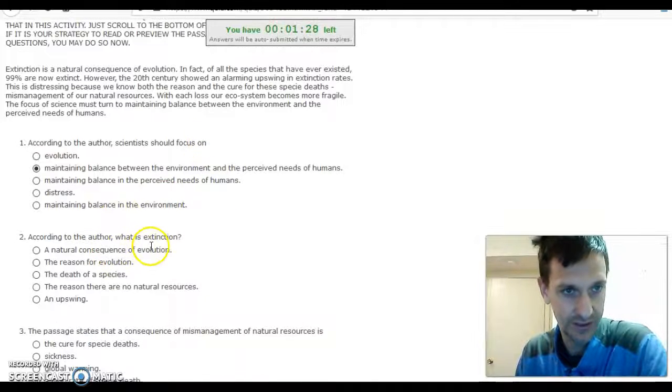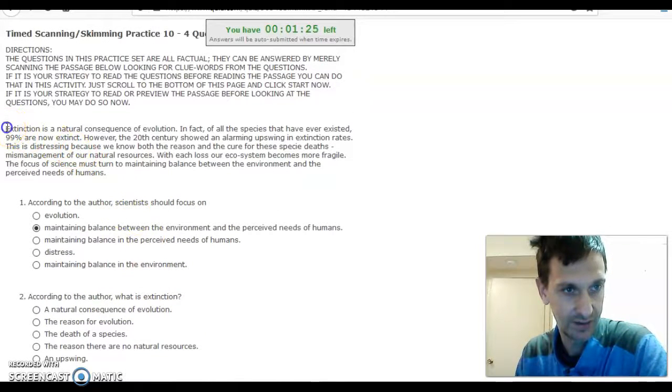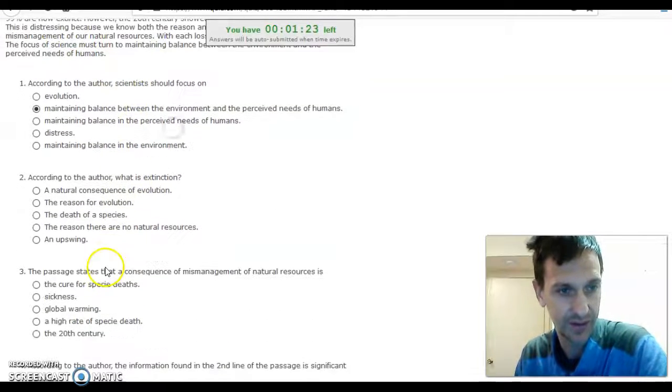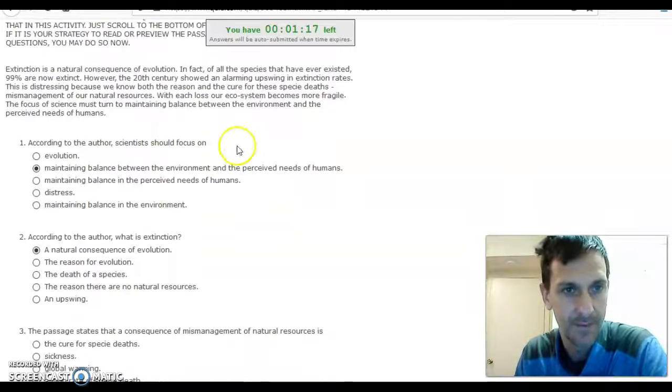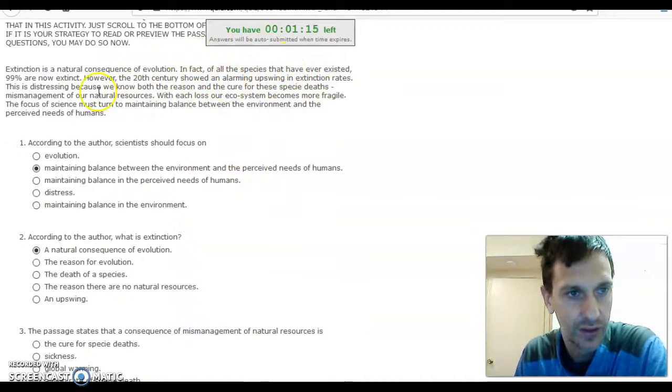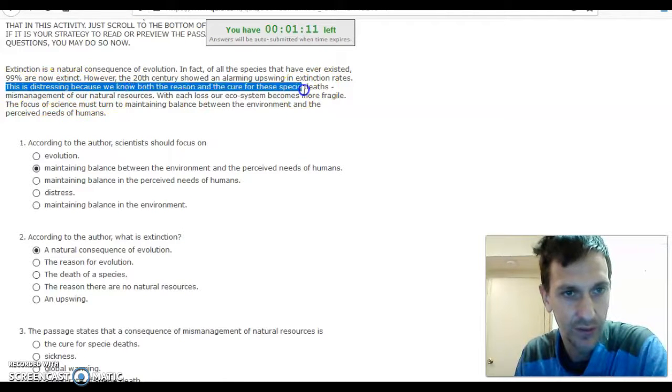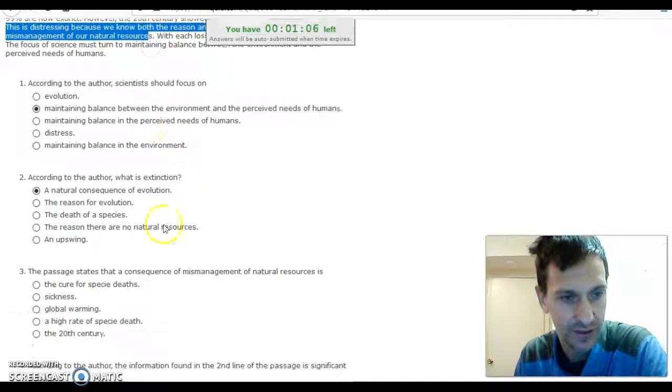Good. According to the author, what is extinction? First line. All right, we've scanned it. We know it's a natural consequence of evolution. Good. The passage states that the consequence of management of natural resources is natural resources. All right, here we go. This is distressing because we know both the reason and cure for these species deaths, mismanagement of our natural resources.